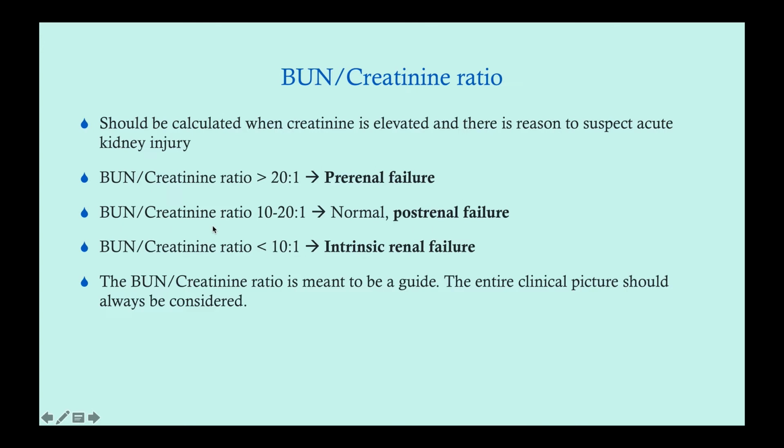If it's 10 to 20 in that kind of normal range, then you don't really know. Post-renal failure can fall into this category, but post-renal failure is usually pretty evident clinically. Really enlarged prostate, a stone in the distal urinary tract, bilateral stones. So usually that's pretty evident clinically. But the ones you really want to know, greater than 20, pre-renal, less than 10, intrinsic renal. The BUN creatinine ratio is meant to be a guide. It is not diagnostic by any means. Even if you do use it to try to diagnose, it just gives you a category.